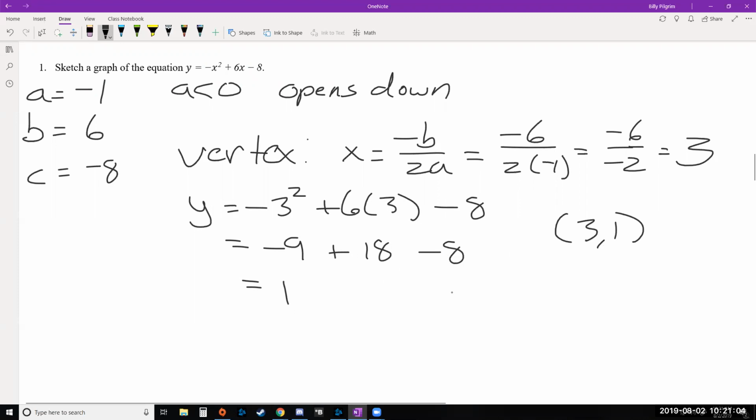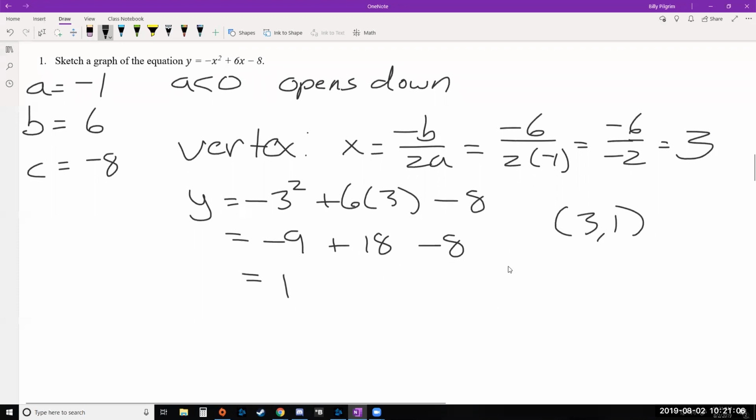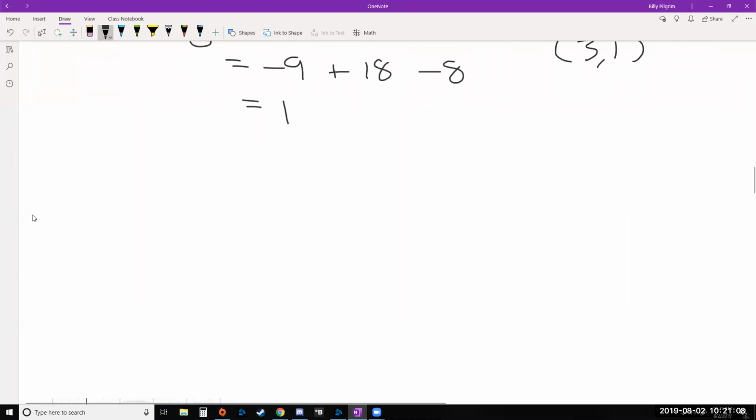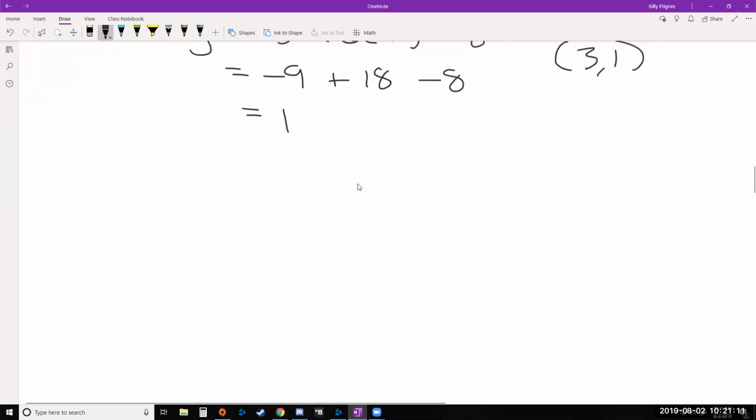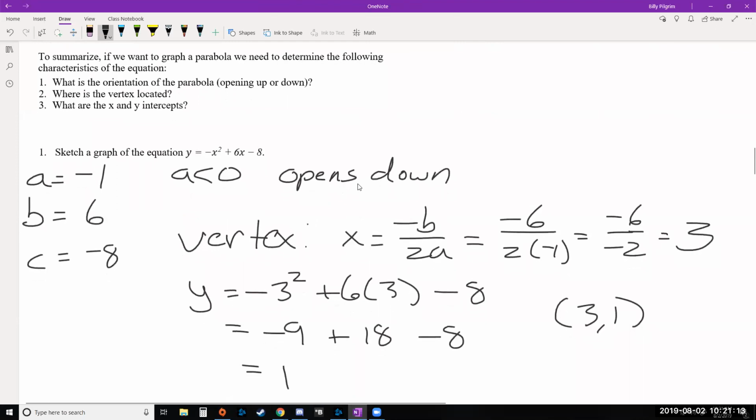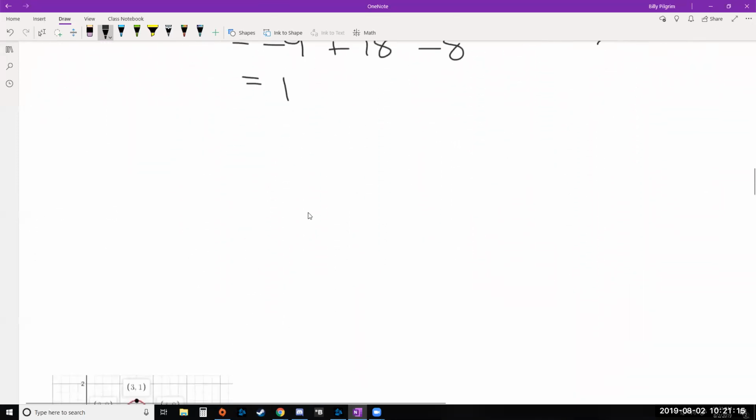Okay, so we know it opens up. Sorry, we know it opens down. We know the vertex is (3, 1). Next, we want to figure out the intercepts. So let's see, negative x squared plus 6x minus 8. Let me write this down one more time.